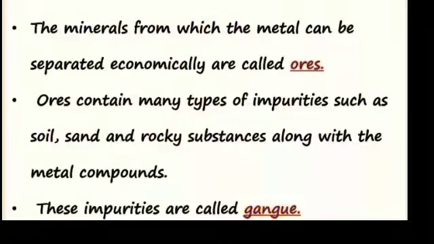The minerals from which the metal can be separated economically are called ores. Ores contain many types of impurities such as soil, sand and rocky substances along with the metal compounds. These impurities are called gangue.